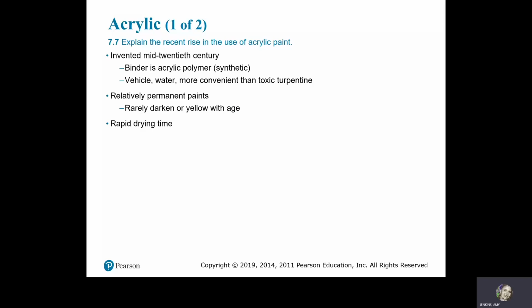Acrylic was invented in the mid-20th century. The binder is acrylic polymer, which is synthetic. Its vehicle, water, is more convenient than toxic turpentine. It's relatively permanent paints, and they rarely darken or yellow with age, and they have a very rapid drying time.